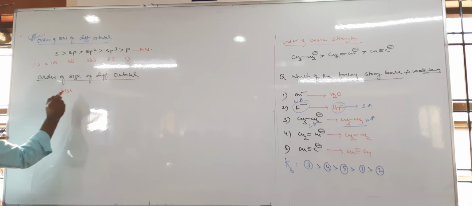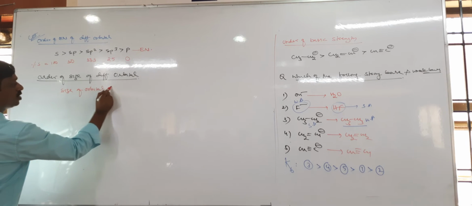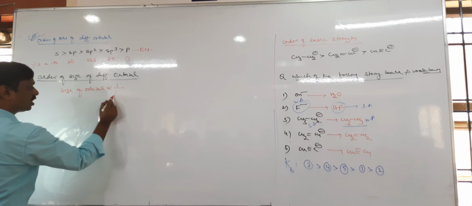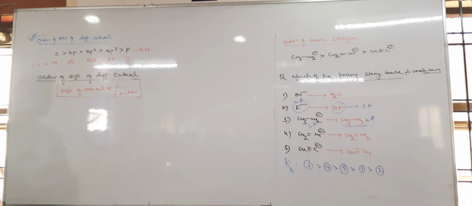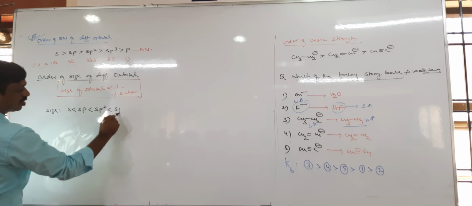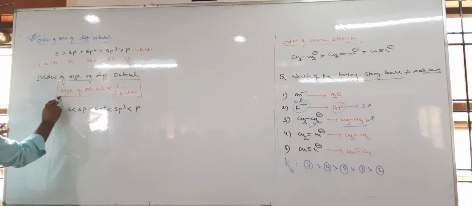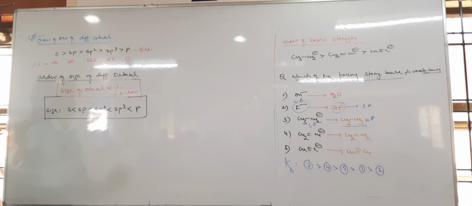Inversely proportional. The size of the orbital is inversely proportional to the percentage of s character. That's it. Now tell me, we want the order. What is the size of the s orbital? Least, smallest size. Then next is sp, next is sp2, next is sp3, next is p. Important. The order of the size of the different orbitals.